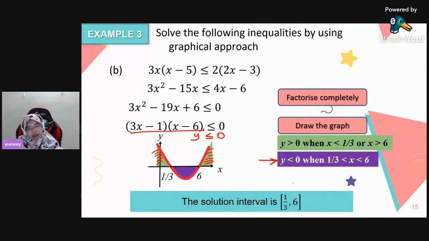Or if you want to write it down in set notation, something like this: x such that x is in between and including 1 over 3 as well as 6. If you are using interval, make sure to use the square brackets.